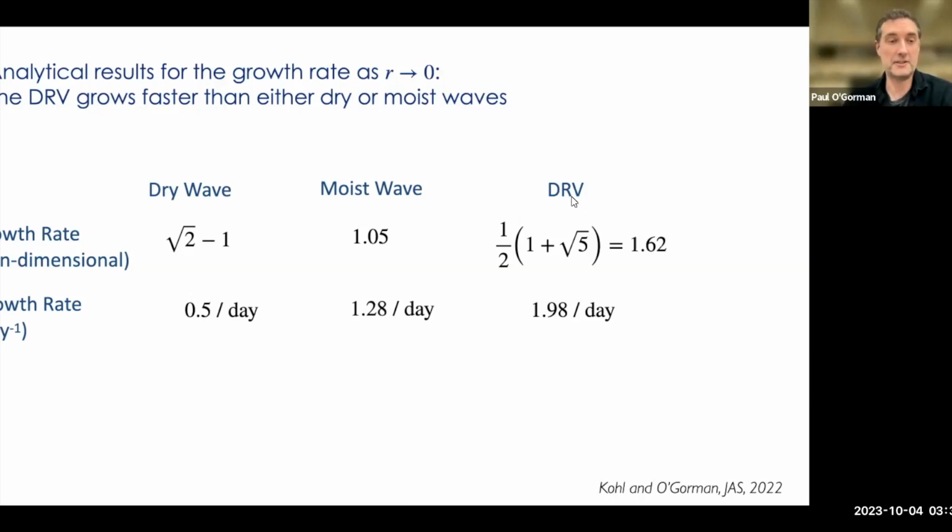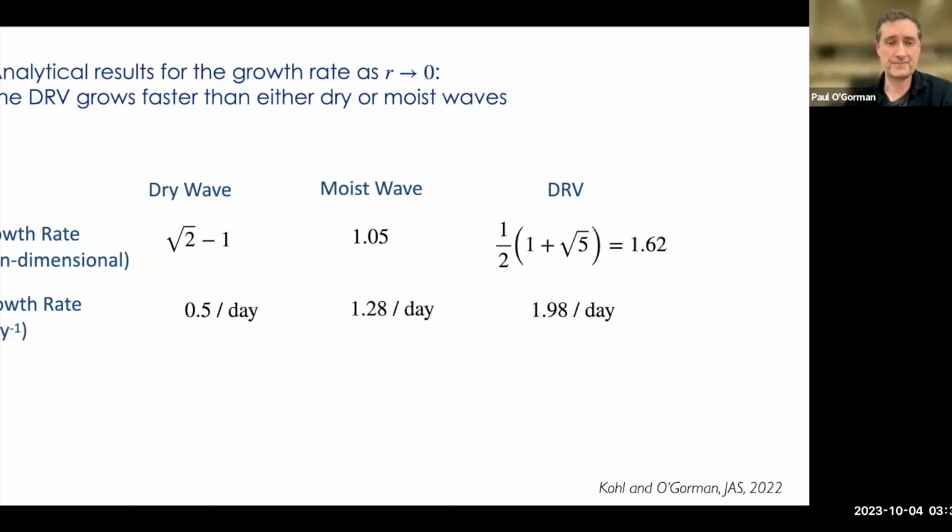The top row is the growth rate non-dimensionally, and the bottom uses a deformation radius and a reasonable shear to give dimensional values. So for a dry wave, it's 0.5 per day. Moist wave, it's larger, 1.28 per day. And then a DRV, diabatic Rossby vortex, is nearly 2 per day.